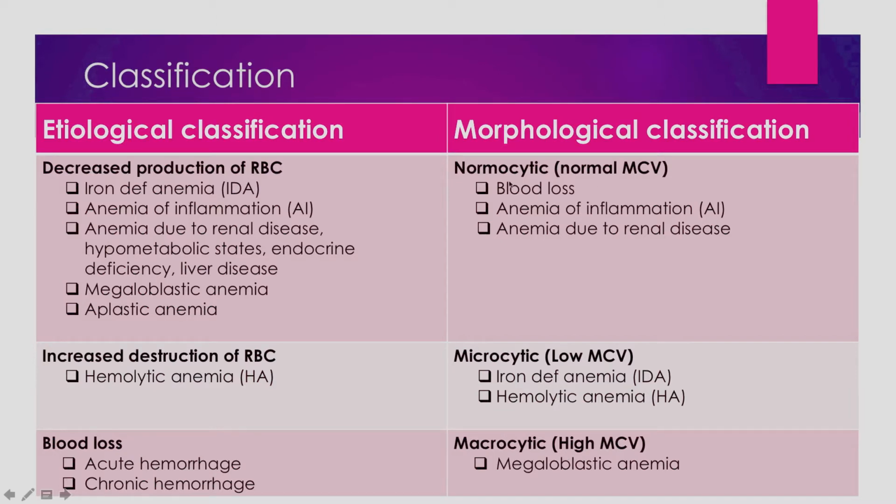So normocytic anemias are generally seen because of blood loss, anemia of inflammation, and renal diseases, whereas microcytic is commonly seen in iron deficiency anemias and in hemolytic anemias, for example thalassemia. Macrocytic anemias, where the red cells become bigger, are seen in megaloblastic anemia, which is due to deficiencies of vitamin B12 and vitamin B9.